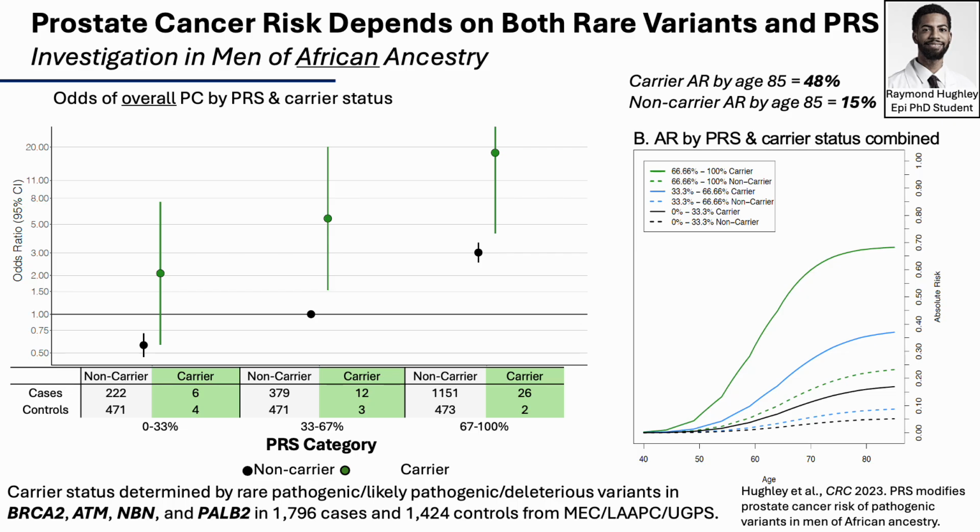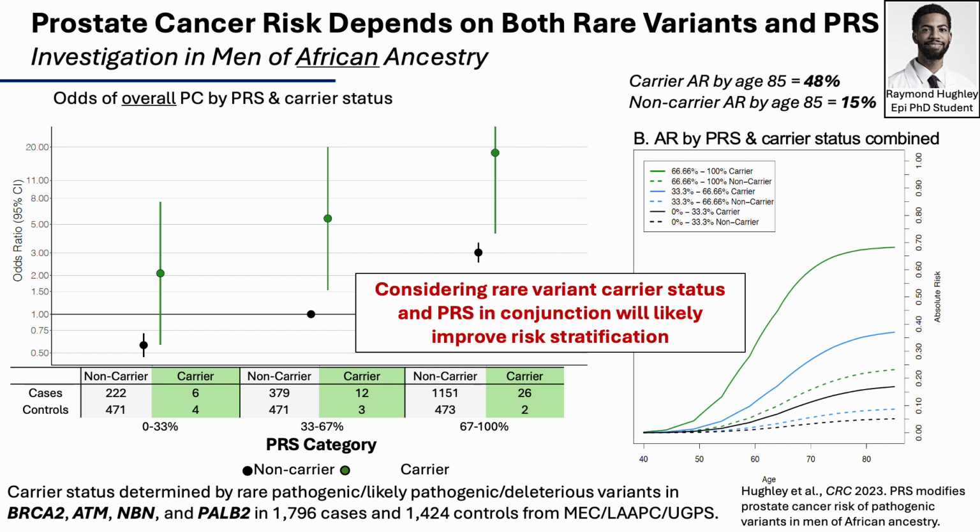So in non-carriers, shown by the dotted lines in this absolute risk figure, you can see that the absolute risk ranges from about 5% all the way up to about 25% in non-carriers, depending on what their PRS is. And in carriers, shown by the solid lines here, their absolute risks range from about 15% in men with low PRS all the way up to about 70% in men who are carriers and have high PRS. So across these studies, we're really seeing that considering rare variant carrier status and PRS in conjunction is likely to improve risk stratification.